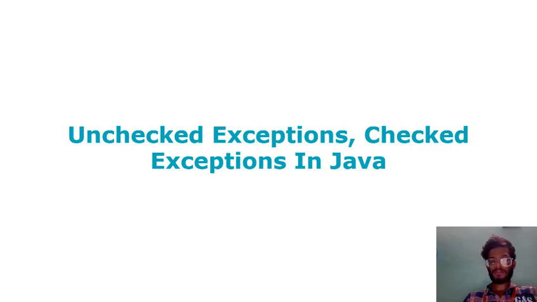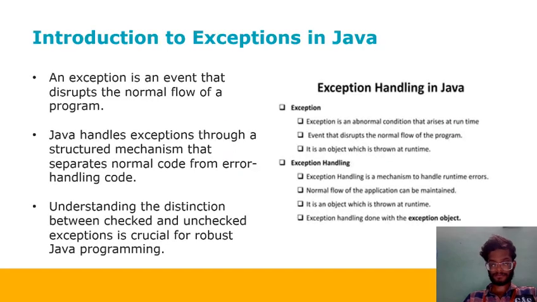And we can also discuss the four principles of Java. The four principles of Java we have: first one is inheritance, second one is encapsulation, third one is polymorphism, and fourth one is abstraction. And main topic is about unchecked exceptions in Java.